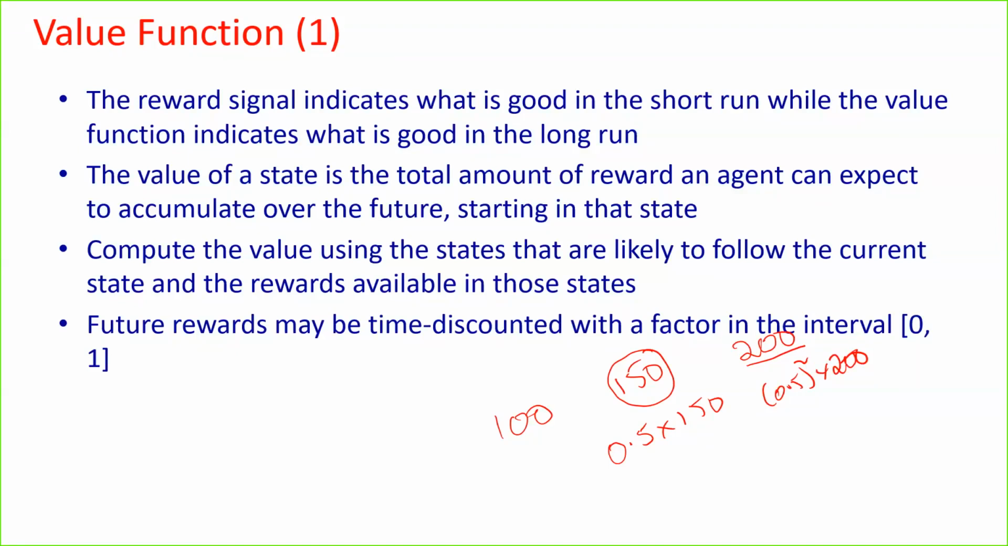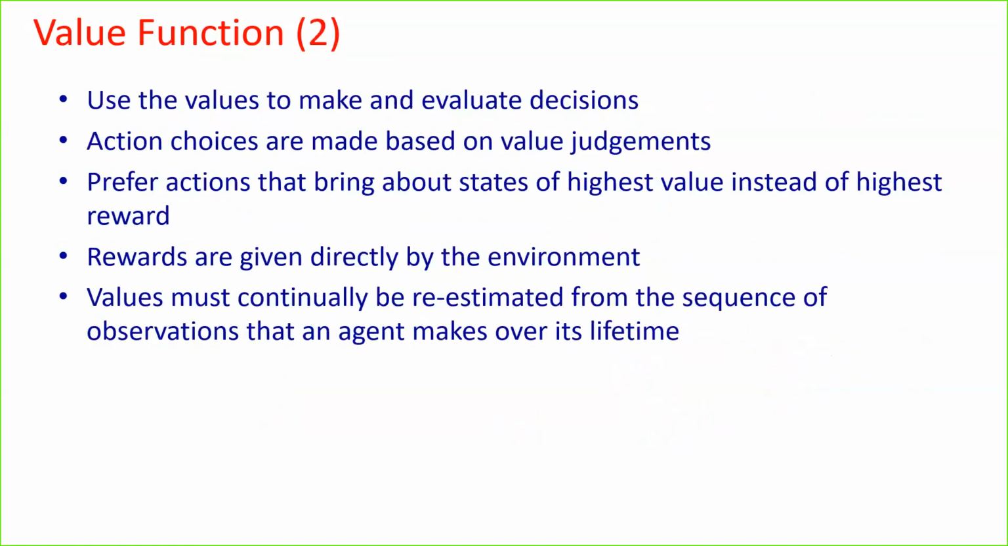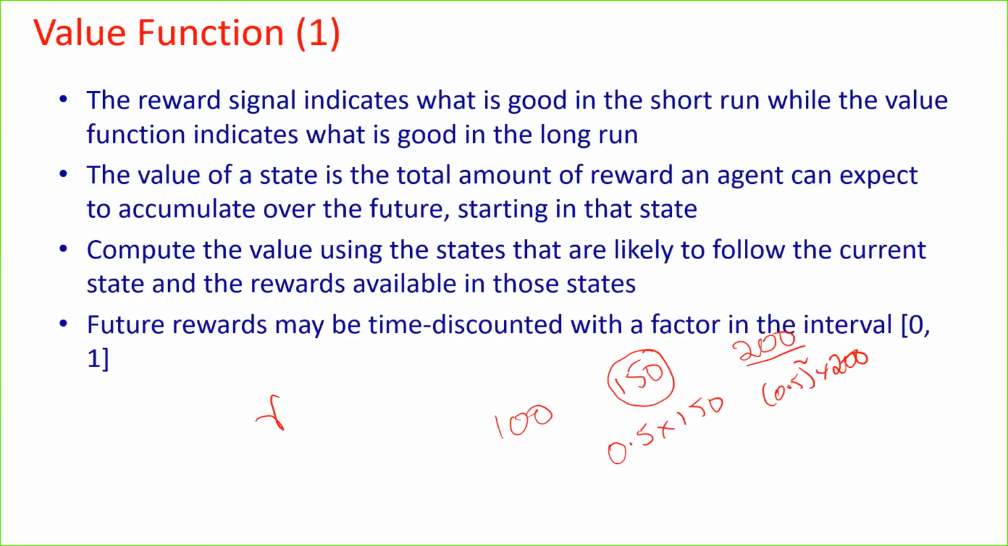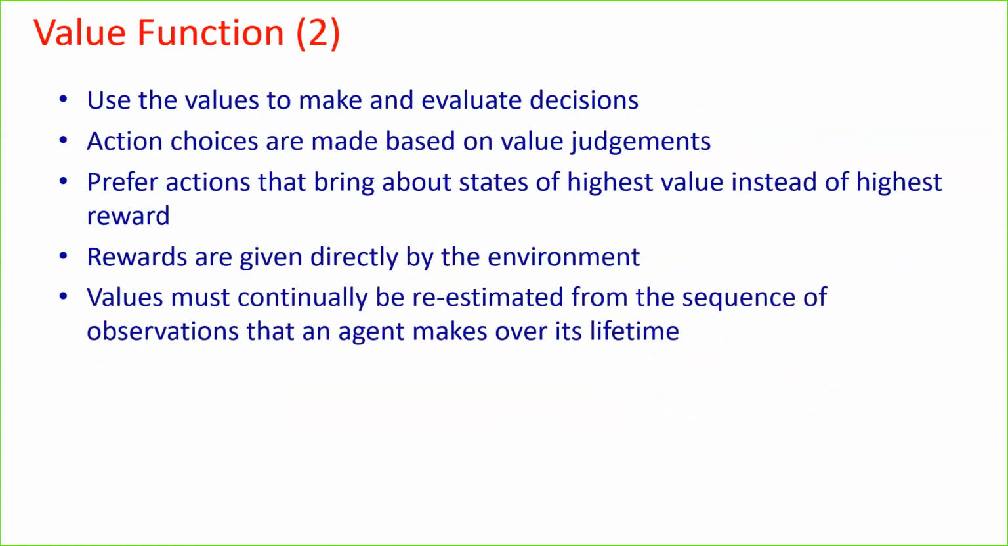So that is why future rewards are time discounted. There is a time discount parameter, which we denote as gamma. Gamma is the time discount factor. I hope you are with me so far. Did you understand what policy is, what the reward signal is, and what the value function is? These three things are clear, right? Yes, sir.